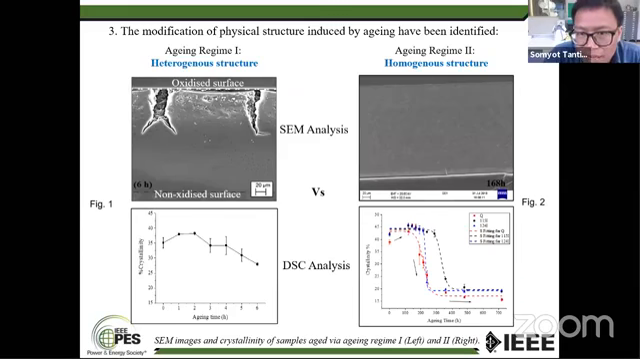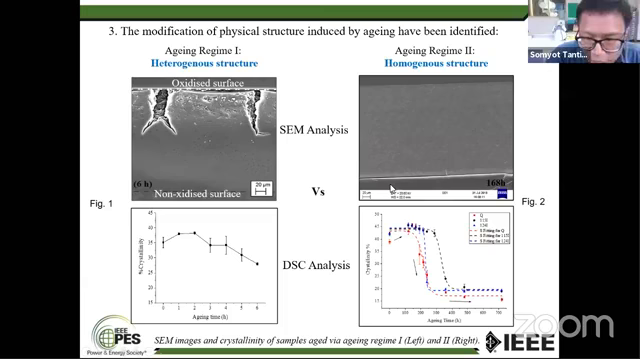And for the right-hand side, the bulk insulation seems, as you can see, a homogeneous structure here. Everything changed equally in the same situation, same aging degree.